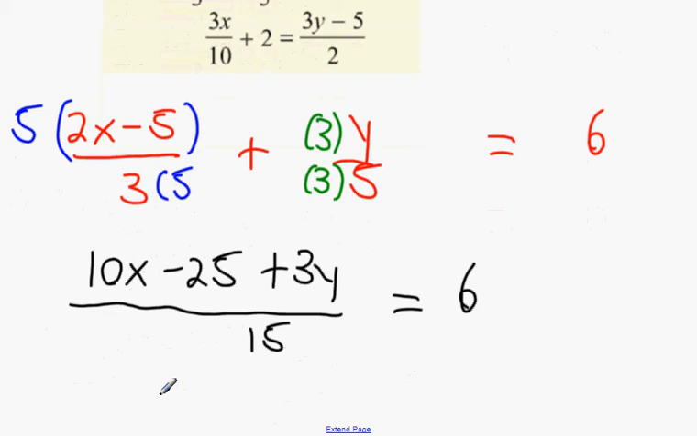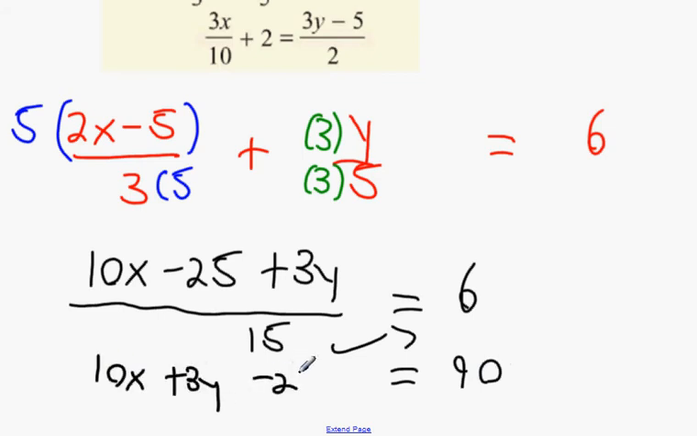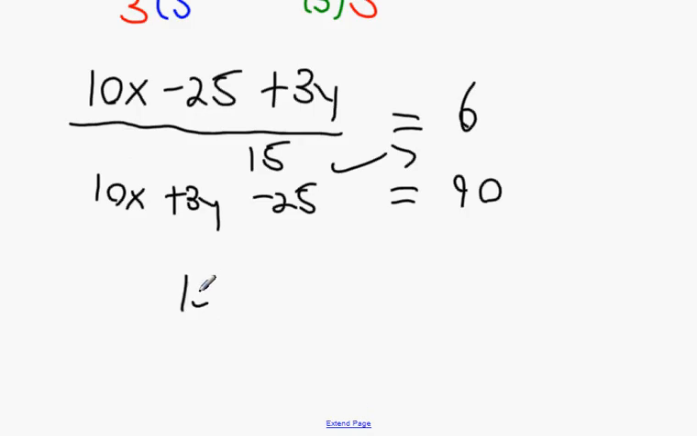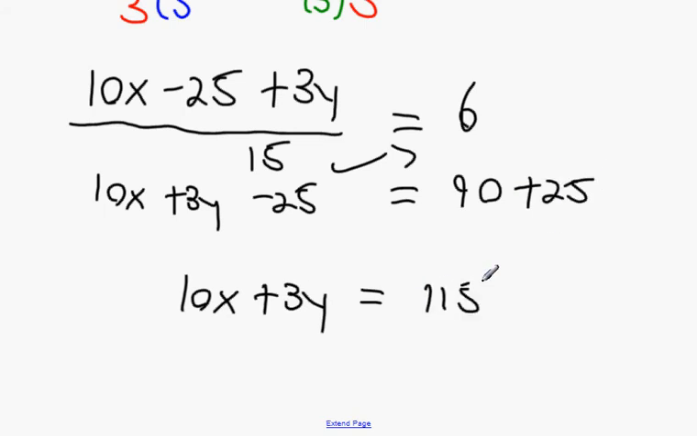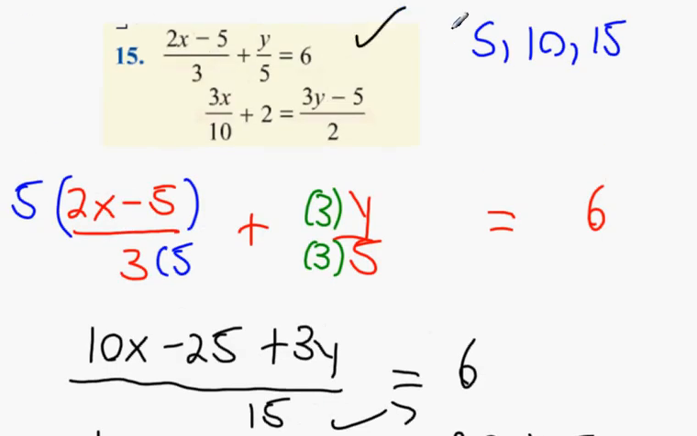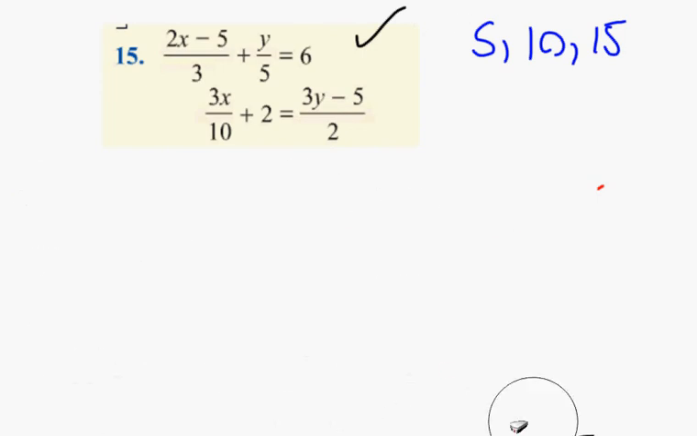Then 6 times 15 is 90. So we're going to get 10x plus 3y minus 25 equals 90. Then finally we get 10x plus 3y equals 90 plus 25, which is 115. So that is 115 there. Okay, we've done one of them. Now we have to do the other one. For the other one, I can do the exact same technique. The highest denominator is the 10.